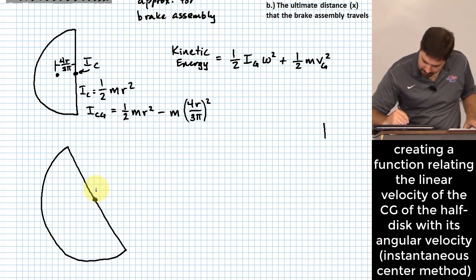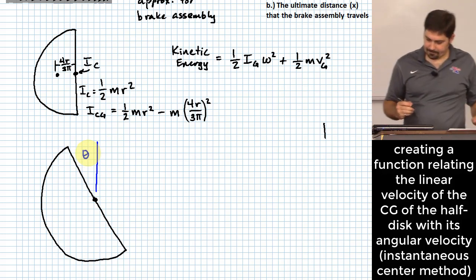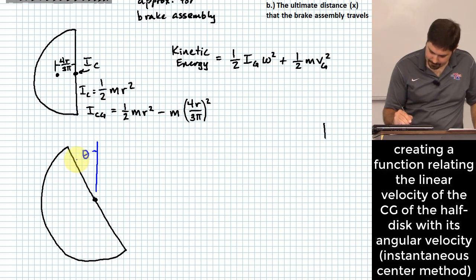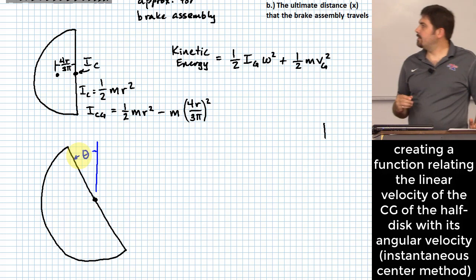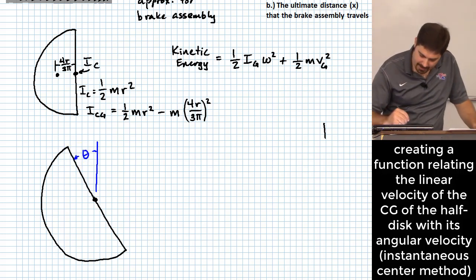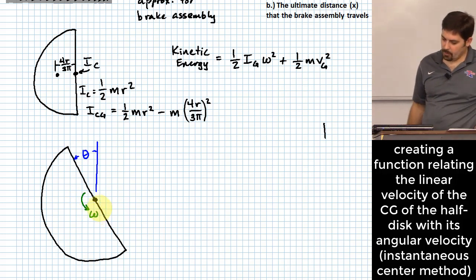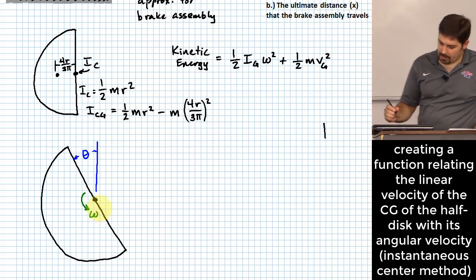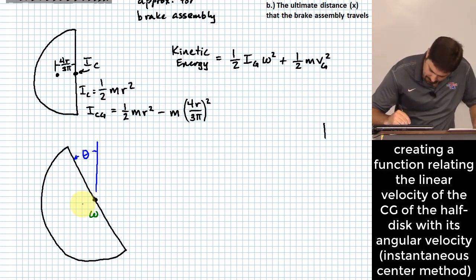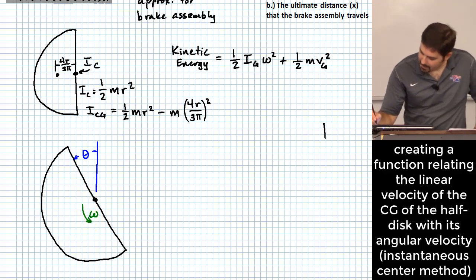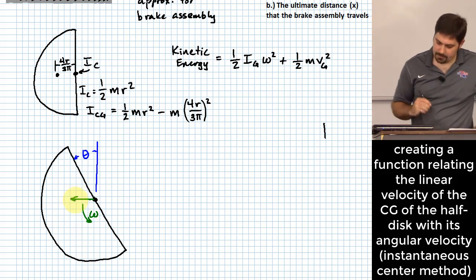So it's at an angle of theta. Now here's what's tricky. We also have an omega moving like this. We have a couple other things. I'm going to move that down here a little bit. Can I relate omega to VC?